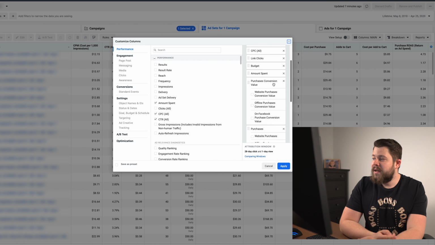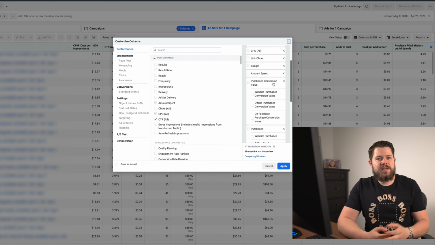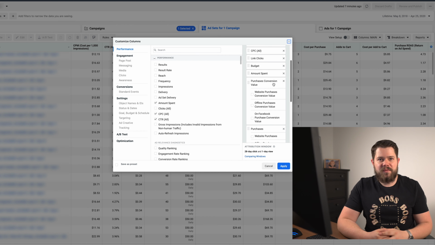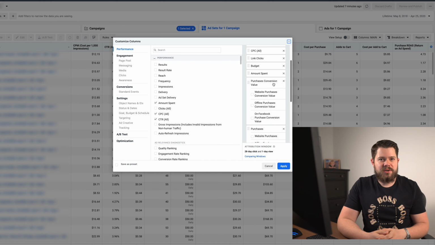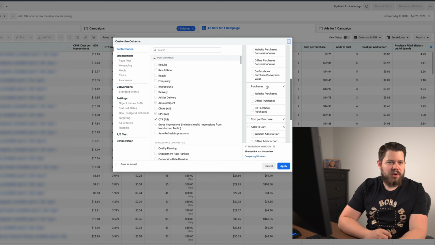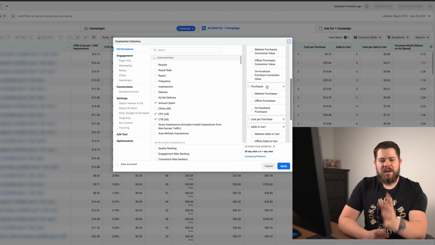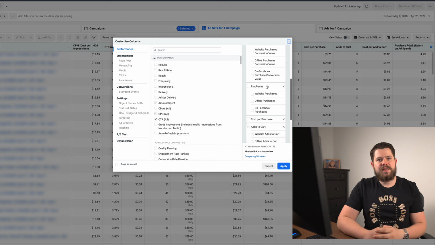Then another metric, and that's probably one of the most important metrics, is purchase conversion value. That's mostly for people with e-commerce stores, because you want to know if you spend $20 and you made 2 sales and those sales were $50, that your ROAS is over 2 or something. Again, purchases. I want to know purchases because I need to know how many purchases that specific ad set had.